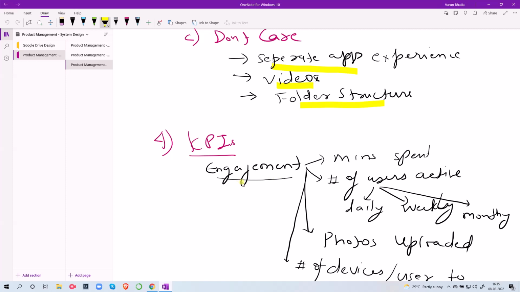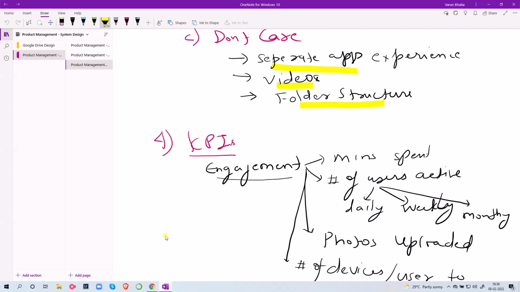So, for example, what are the one or two KPIs that your management could look at and say, okay, wow, these are metrics that I would like to track when this problem area is solved, right? You could look at, for example, minutes spent. Let's talk about one area for now. I'm just focusing on, let's say, Google Photos engagement.